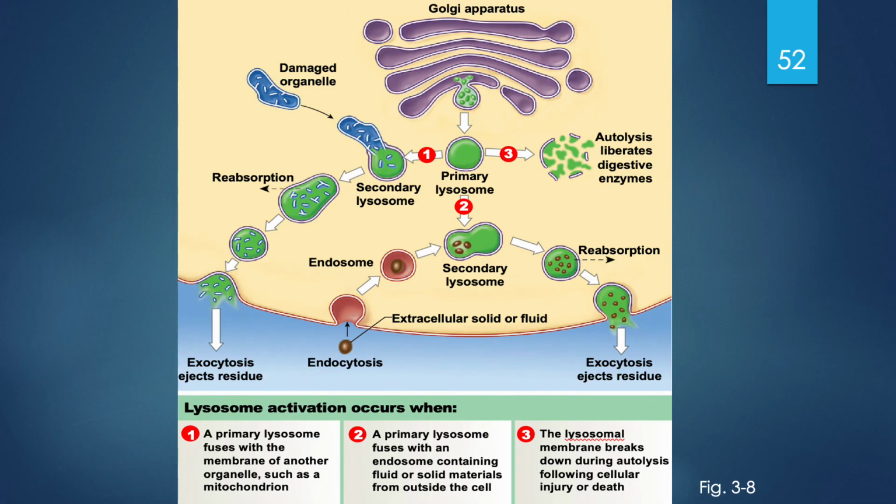Figure 3-8 in your text shows you how the lysosomes actually work from start to finish. So starting at the top, the Golgi apparatus will release a primary lysosome, and that primary lysosome can go one of three different directions. So one could be, it could come into contact with a damaged organelle, like you see on the left. In this case, it's a damaged mitochondrion.